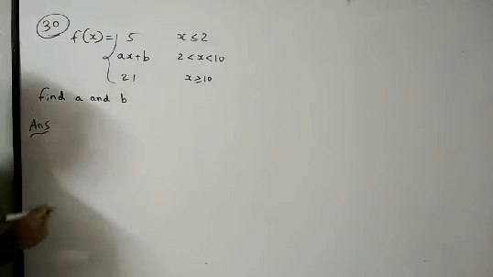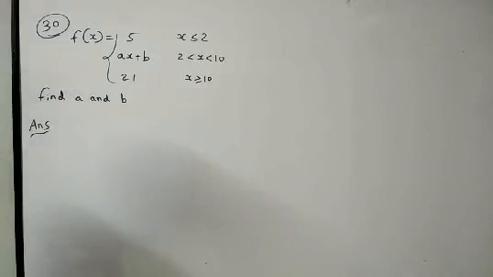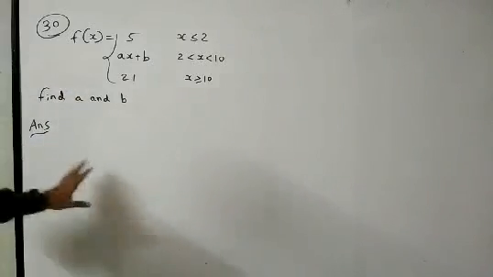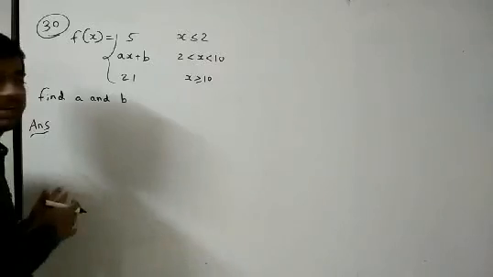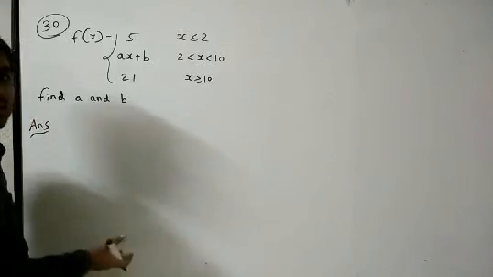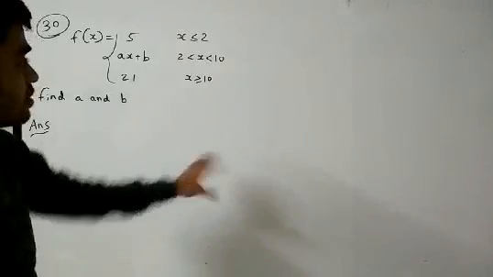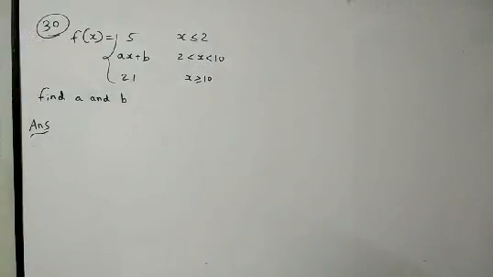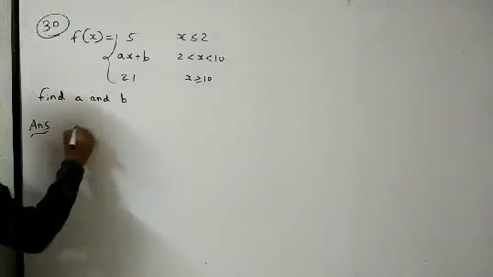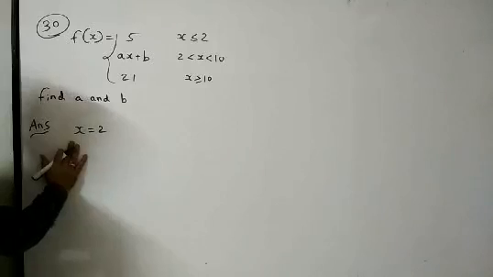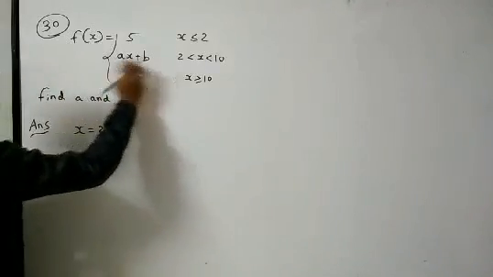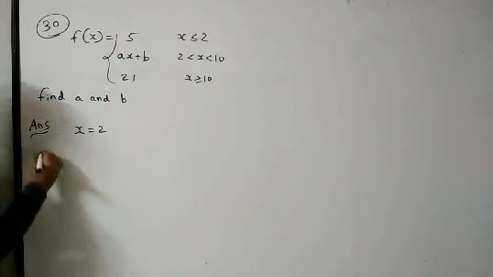So now they have already given that the function is continuous. So what we will do? First of all, we will see if the function is continuous. Then the left hand limit is equal to the right hand limit, and both the limits are equal to that particular function's value. So first we will check at x equal to 2, but it is already continuous. So now we have to find the values of a and b. So how are we going to find them?